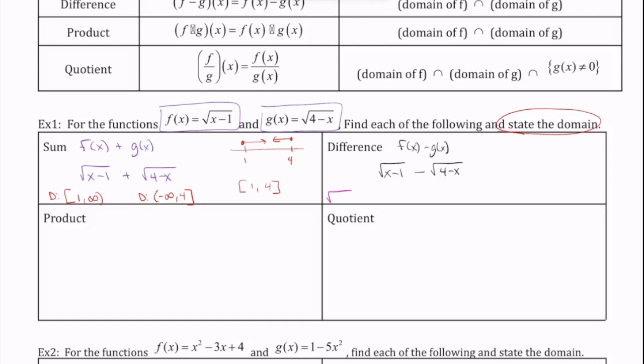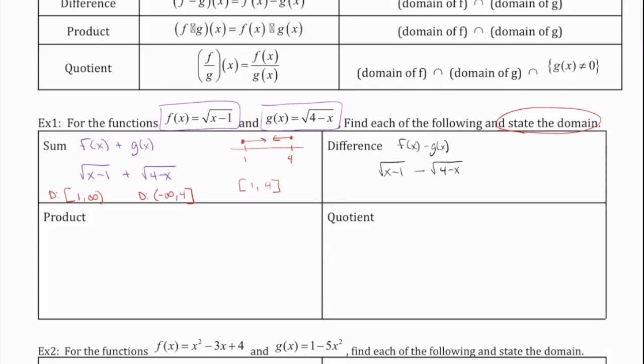Like terms would have been the square root of x minus 1 plus the square root of x minus 1, and then that would give me 2 radical x minus 1, right? Or if there was a 3 here, and a 2 here, then that would give me 5 root x minus 1, right? But they're different radicals, so they're not the same. So there's nothing else I can do for these two, right? So that's all I can do. And again, the domain's going to work the same exact way.